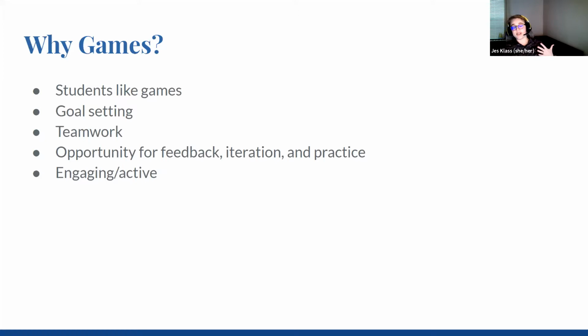Games also include feedback loops that give the opportunity for immediate feedback, iteration, and practice in a safe space. This is something I'm going to talk about a little bit more in the next slide regarding simulation. But finally, games are a really great way to include active learning in your classroom, even in your remote classroom, as all the things we're going to talk about today are things that we implemented in the virtual classroom, and it makes your class more engaging.